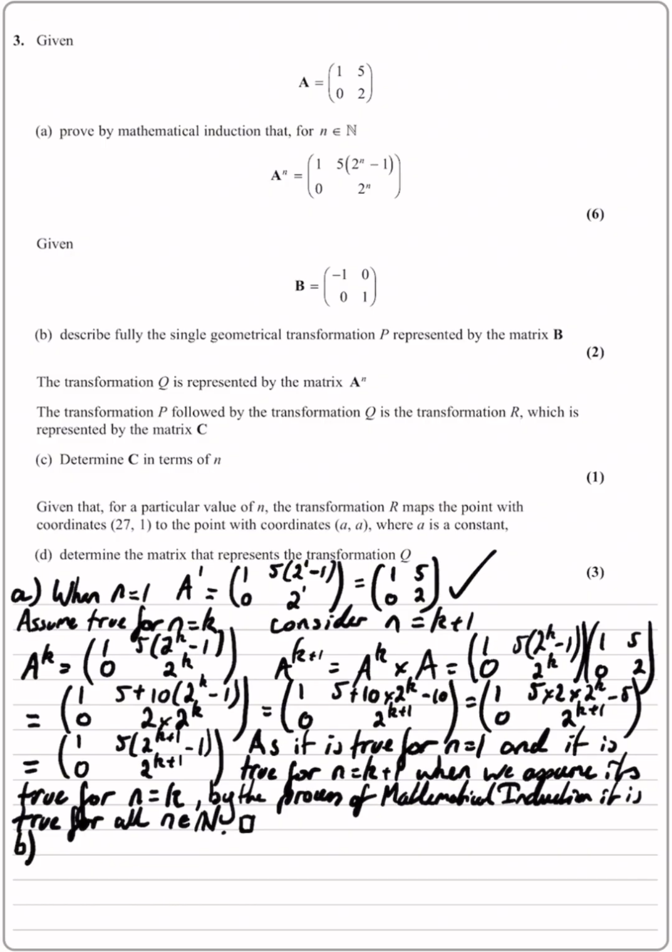Okay, for part B, minus 1, 0, 0, 1. That's a reflection in the line x equals 0, or a reflection in the y-axis if you prefer. Part C, if we multiply our expression for A to the n by B, we'll get our matrix C. And so we're just carrying out a simple matrix multiplication there.